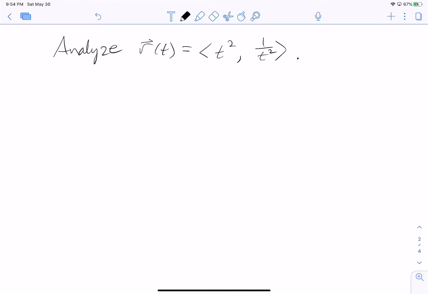The instructions I have written down here are a compact way to say what's in the textbook. We're going to analyze a position function, r of t is equal to ⟨t squared, 1 over t squared⟩. We can find the velocity by differentiating. We can find the speed using the velocity. And we can find the acceleration. I'd like for you to pause the video and find all three of these things.